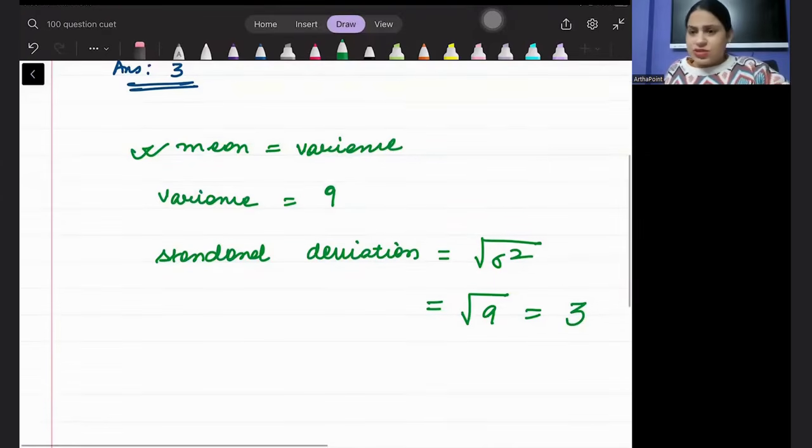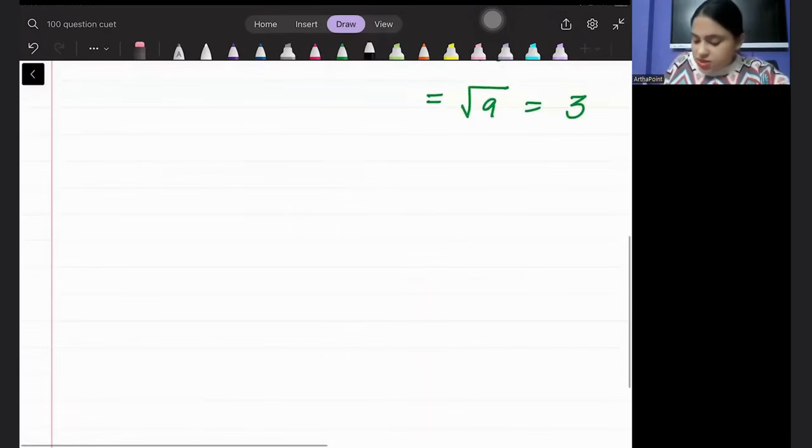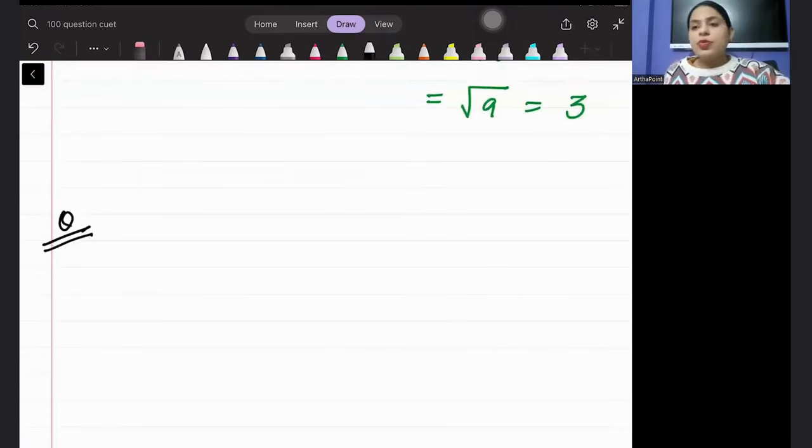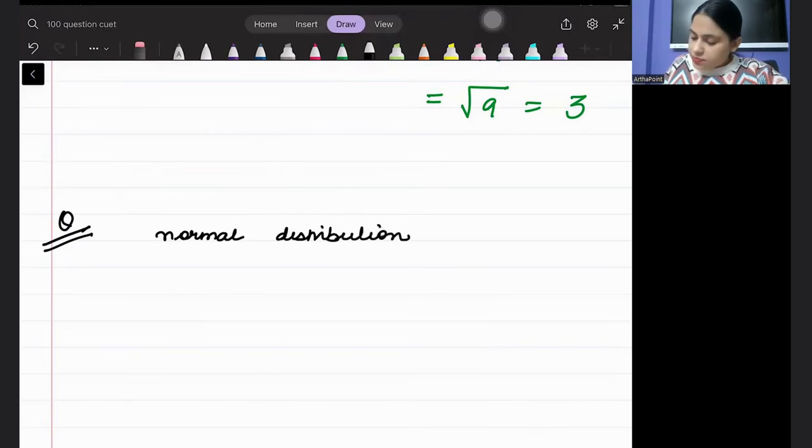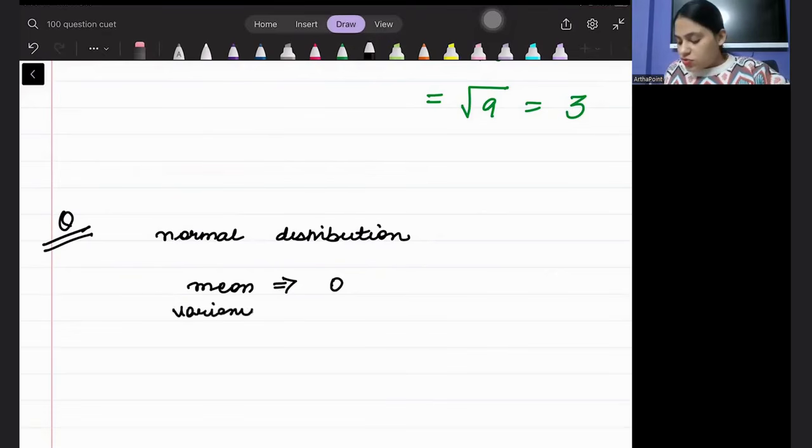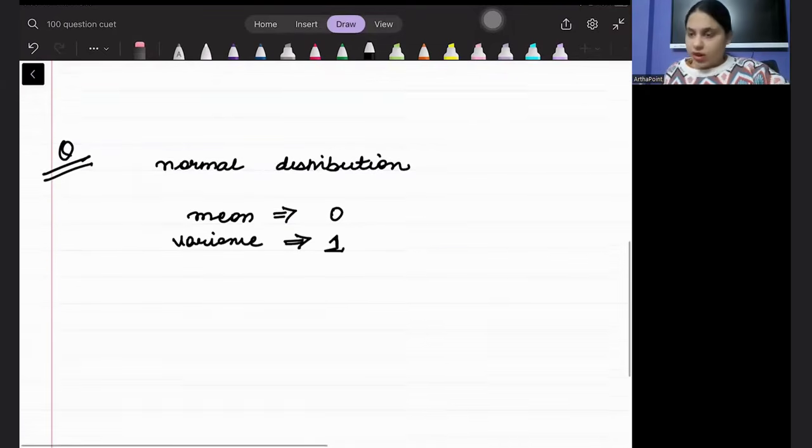Okay, beta, let me just give you a similar question. So now write the question, try to do it yourself. Suppose I am telling you that now the distribution that you have is a normal distribution. And I have told you that the mean of this normal distribution is 0 and the variance of this normal distribution is 1. Mean 0, variance 1.